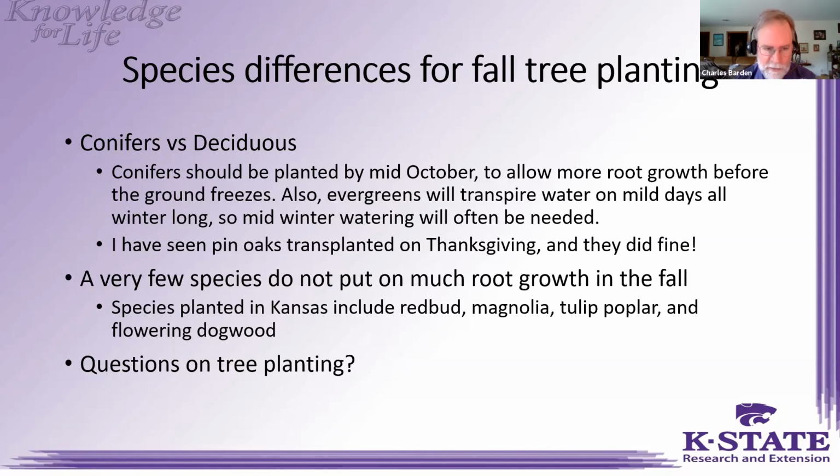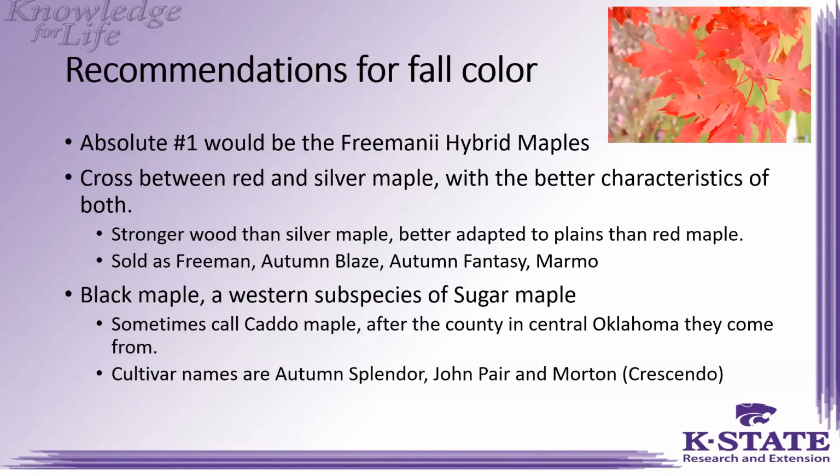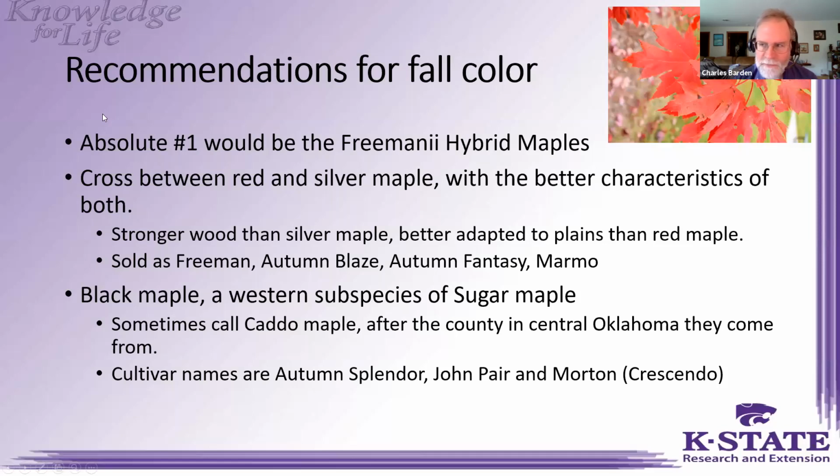Okay, great. I just have a few slides on recommended trees for good fall color. The absolute number one I put on my list is not unanimous. If you talk to different horticulturists, some people say we're overplanting these trees, but the absolute number one on my list would be the Freeman hybrid maples. They were first identified by a botanist with the name of Freeman, and they're actually a cross between red and silver maple. From what I've seen, they've got better characteristics of both. They have much stronger wood than the silver maple.